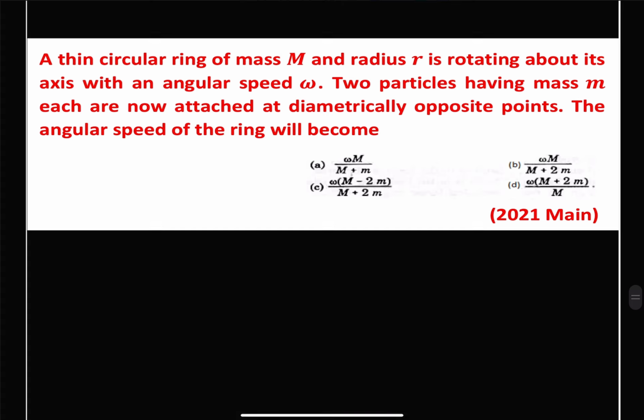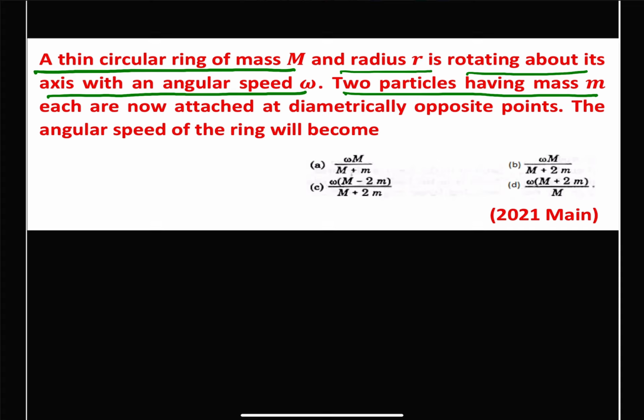It states that a thin circular ring of mass m and radius r is rotating about its axis with the angular speed omega. Two particles having mass m each are now attached diametrically opposite points. The angular speed of the ring will become. This is quite simple. In the first case we are having only a ring, and in the second case we are having the ring as well as the particles of mass small m, and this will be based on our conservation of angular momentum.